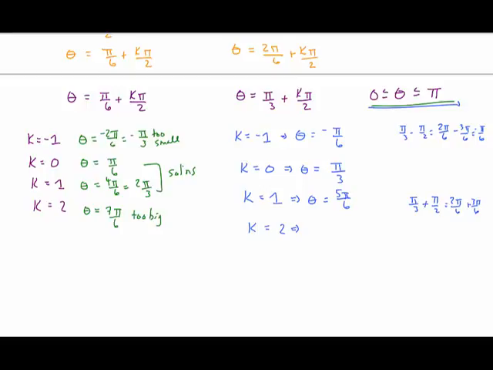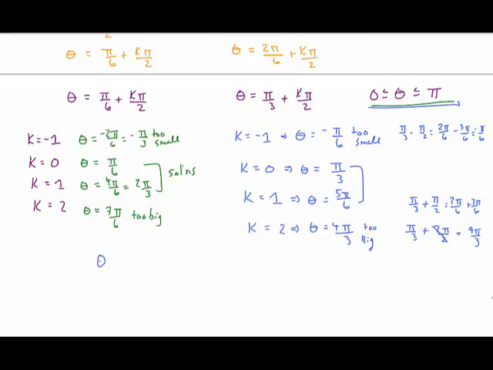Let's go ahead and plug in a 2 next. If we plug in a 2, we'll have pi over 3 plus 2 pi over 2. The 2's cancel, and I'm left with 4 pi over 3, which is outside the interval. So what I have here, this is too small, this is too big, and the ones in the middle are my solutions then.